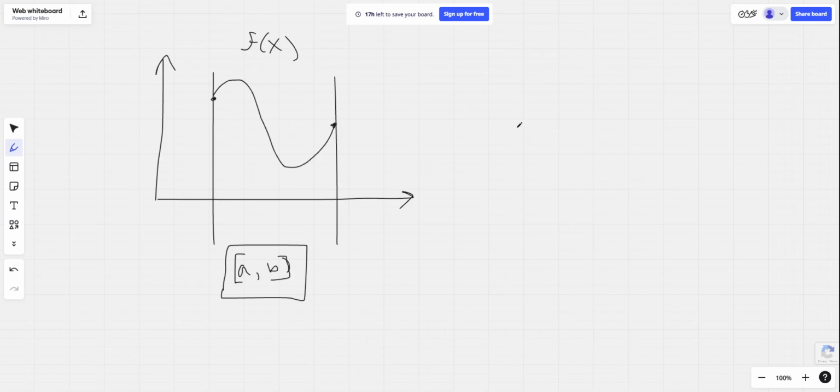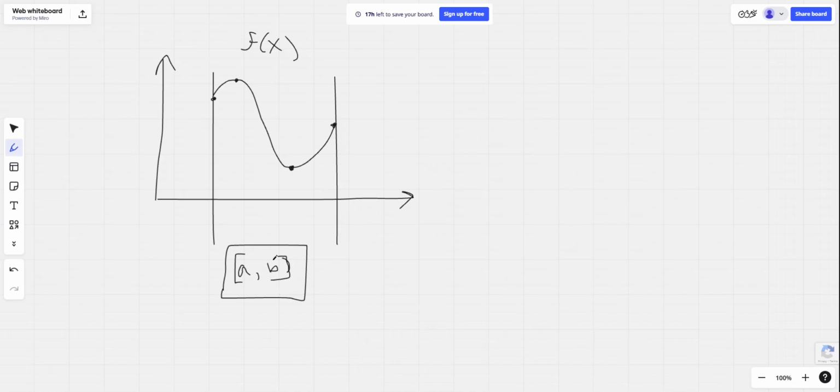Okay, so the extreme value theorem basically states that as long as these two conditions are met, the function is bounded on a closed interval and the function is continuous, then we know the function must have a maximum and a minimum. That's literally all the extreme value theorem states.